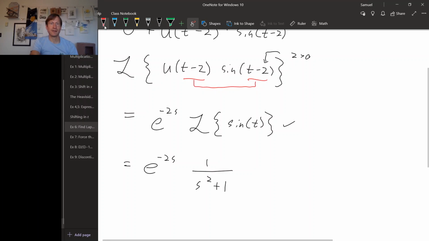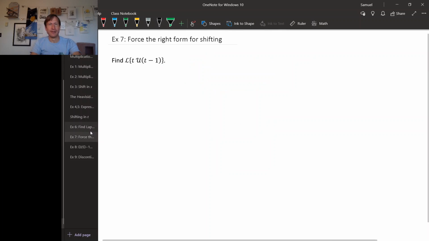If the shift inside your function does not match the shift in your step function, you have to make it match somehow. You have to do some sort of algebra to make it match. And we'll look at an example like that. So how about this one? Finding the Laplace transform of t times u of t minus 1.